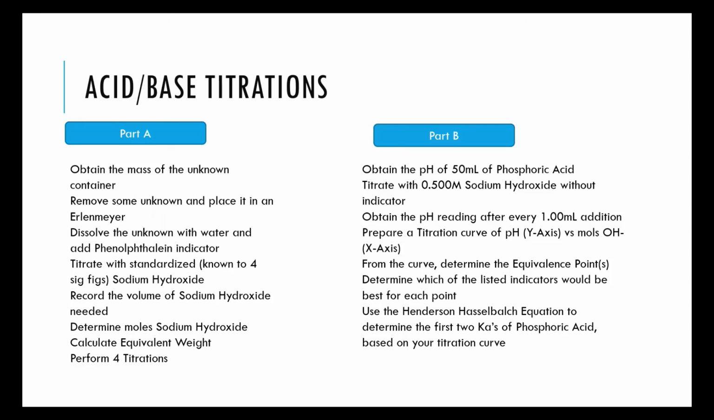From your titration curve, you'll be able to visually see on your graph where the equivalence points are. What is the pH of those points? The equivalence point is the pH value, so the y-axis value. You can determine the indicator based on a given list, looking at the different indicators, which ones would be best for the first equivalence point, which one would be best for the second equivalence point, and then use the Henderson-Hasselbalch equation to determine what are the Ka values of phosphoric acid, that first Ka value and that second Ka value.